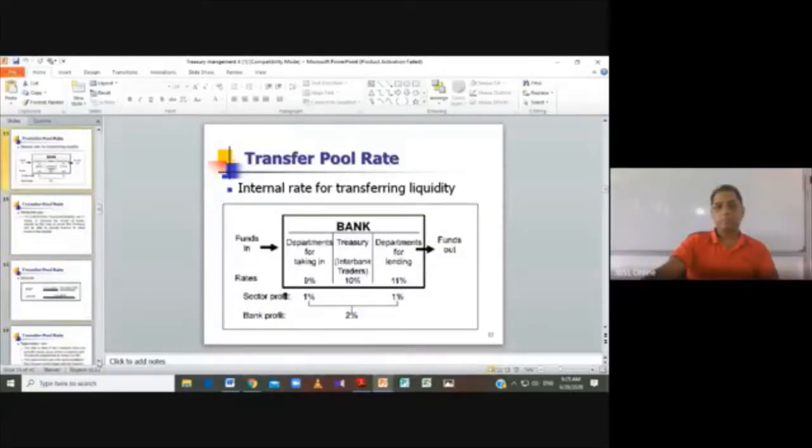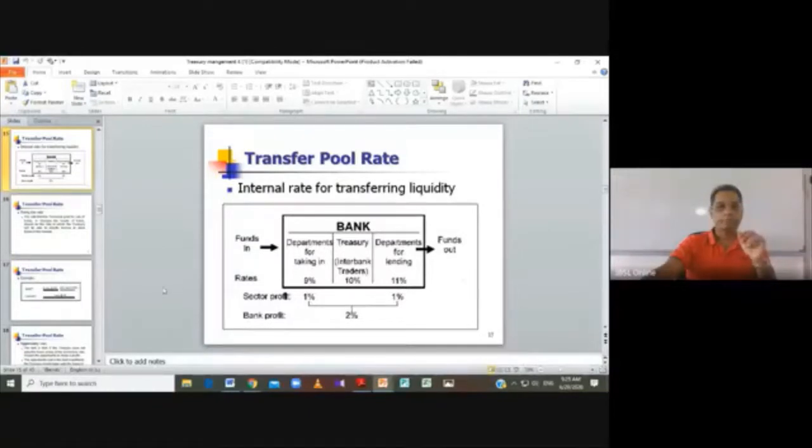The transfer pricing pool. So basically in this case, we are talking about how the transfer pricing rate is managed. So I've gone through this a little bit now already with you all. So funds in at 9%, Treasury quotes you 10%, the Department for Lending lends you at 11%. So the bank overall makes 2% on it. Basically, Treasury makes 1% here and 1% here. For basically this 9% deposit, the bank can quote 8% to its client. Lending department can lend at 13%.